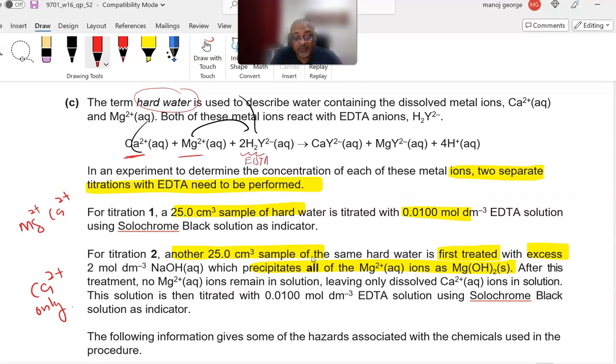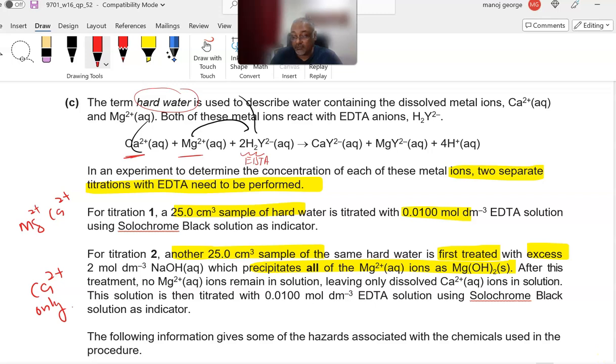So if you look at the mole ratio here, I have 1 mole of calcium, 1 mole of magnesium, and 2 moles of the EDTA ion, which means that the relationship between calcium and EDTA is 1:1, and the relationship between magnesium and EDTA is 1:1. So I hope you understood that. Basically each of these positive metal ions has a 1:1 relationship with the EDTA.